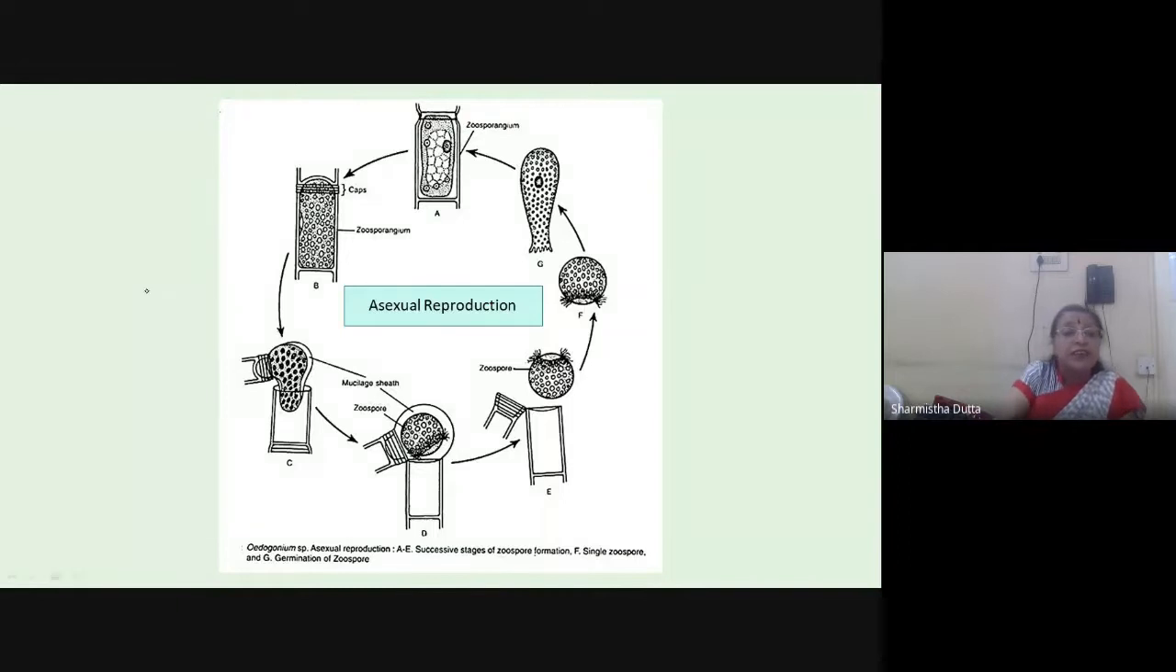Very important is the reproduction. Now, asexual reproduction happens by means of formation of zoospores. Why is it asexual reproduction? Because there is no fusion of gametes taking place, and no formation of gametangia. Any mature vegetative cell in the filament can function as a zoosporangium.